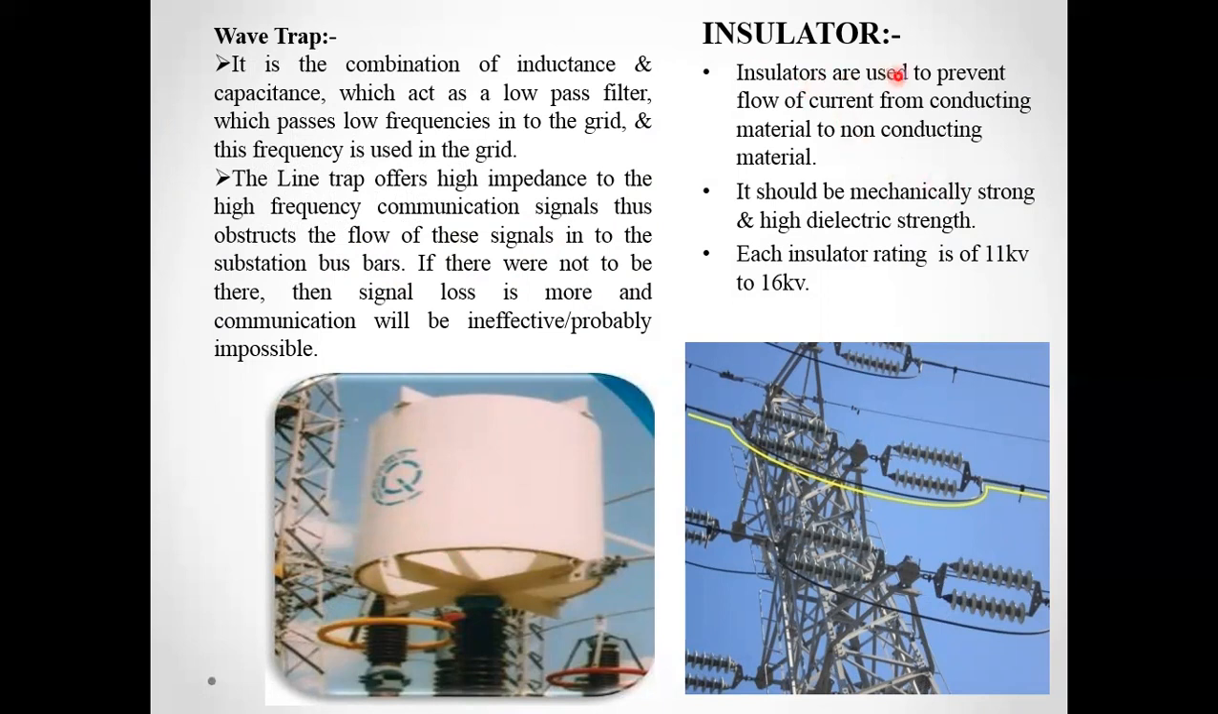Then the insulator. Insulators are used to prevent the flow of current from conducting material to non-conducting material, and it should be mechanically strong and should have high dielectric strength. Each insulator rating is 11 kilovolt to 16 kilovolt. The name itself says it prevents the flow of current. Here is the picture of the insulator.